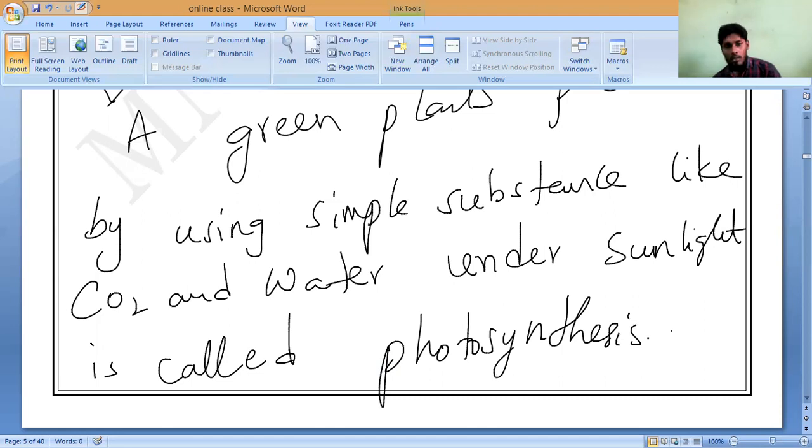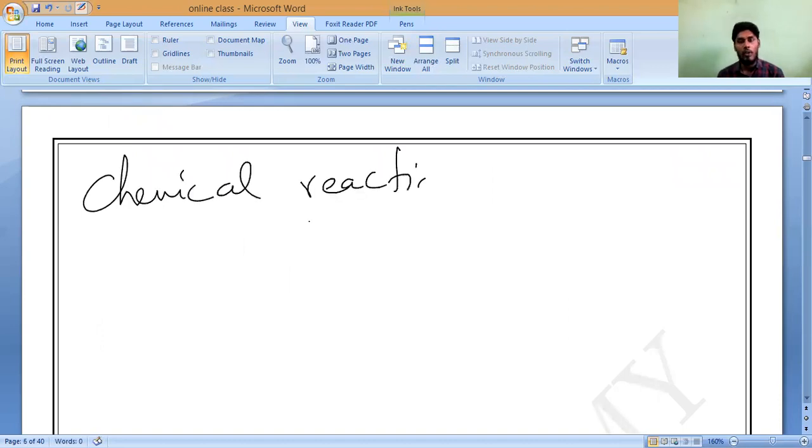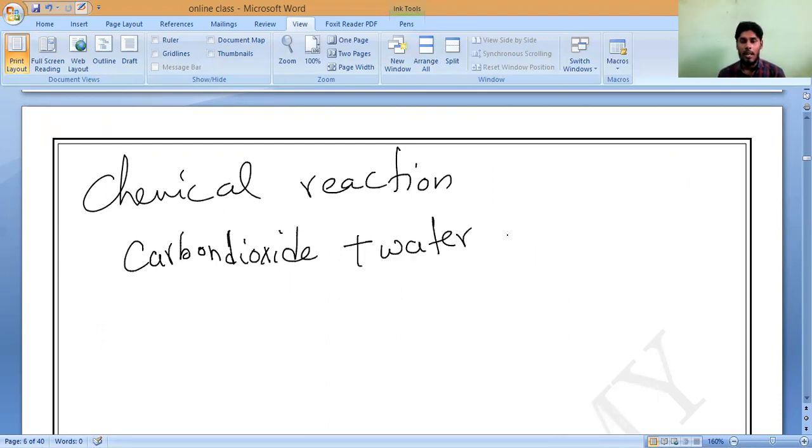Hari? Yes, sir. This is called photosynthesis. Yes, sir, I can understand, sir. Now, as we know about carbon dioxide, Mari, I have already taught you. Let us see the chemical reaction and how it is represented. I will write it first as a word equation. Carbon dioxide plus water will react under sunlight.